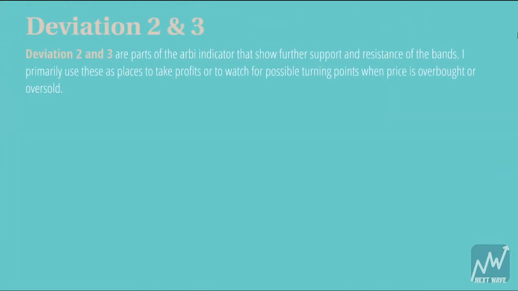Deviations 2 and 3. Deviation 2 and 3 are parts of the Arbi indicator that show further support and resistance of the bands. I primarily use these as places to take profits or to watch for possible turning points when price is overbought or oversold.